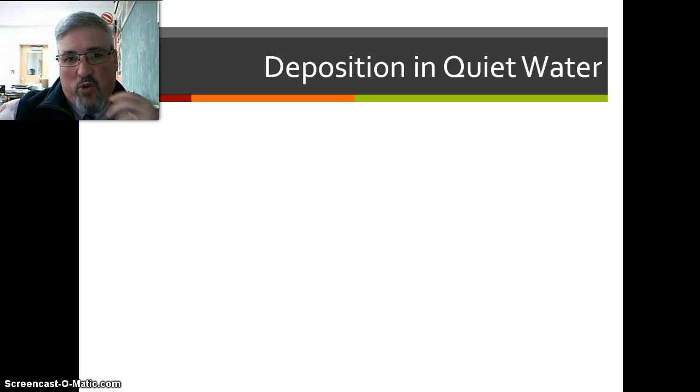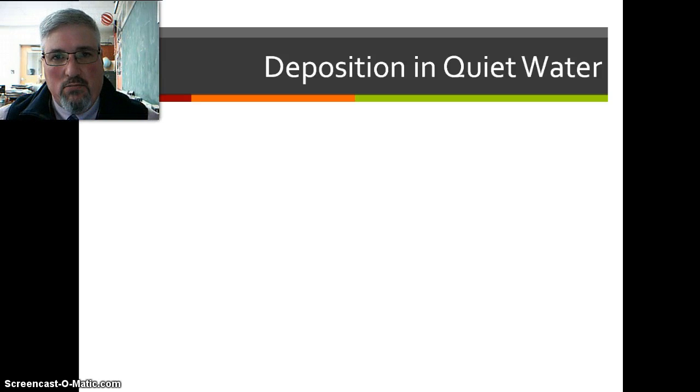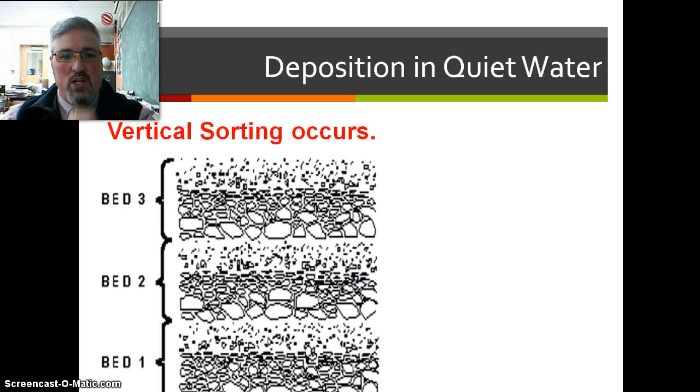Quiet water. If we have water sitting there, like say a lake, maybe a landslide occurs and all that sediment falls into the water. The water is quiet. It's just sitting there. What's going to happen? You're going to have something called vertical sorting occur. In vertical sorting, the particles are going to settle out. How are they going to settle out? What are they based on? How big they are, how round they are, and how dense they are.